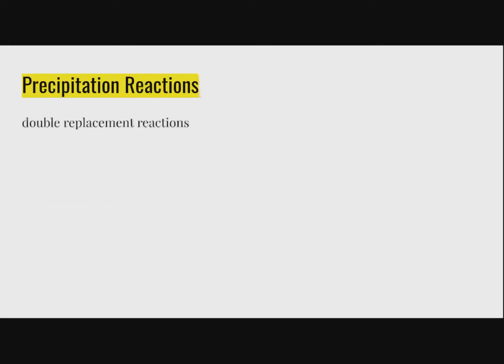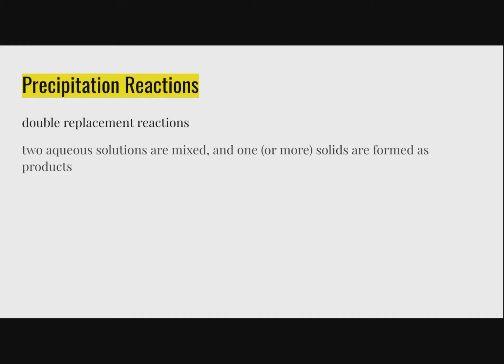So precipitation reactions are going to be a form of double replacement reactions. Okay, so in our classifications, for the most part, we can label them two different ways. So all precipitation reactions for us are going to be double replacement, but not every single double replacement reaction is going to be precipitation. And our definition of the precipitation reaction is when two aqueous solutions are mixed and one or more solids are formed as products.